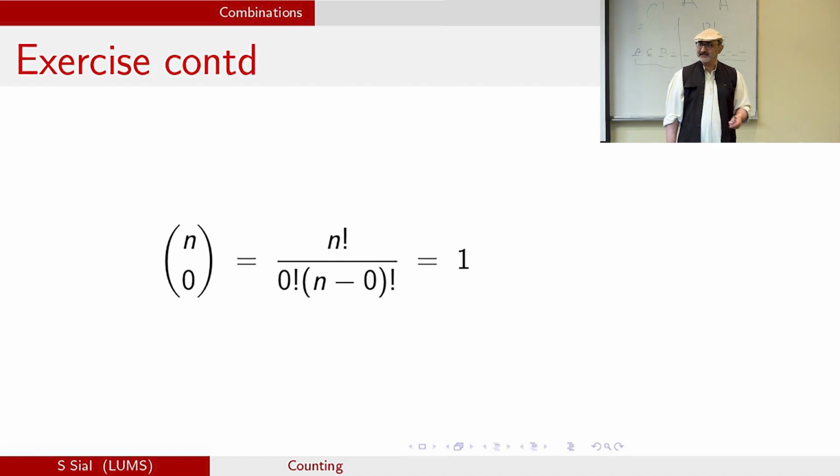Okay, so as I said, for 0, there's one way of putting n into a box and putting none into the other box.